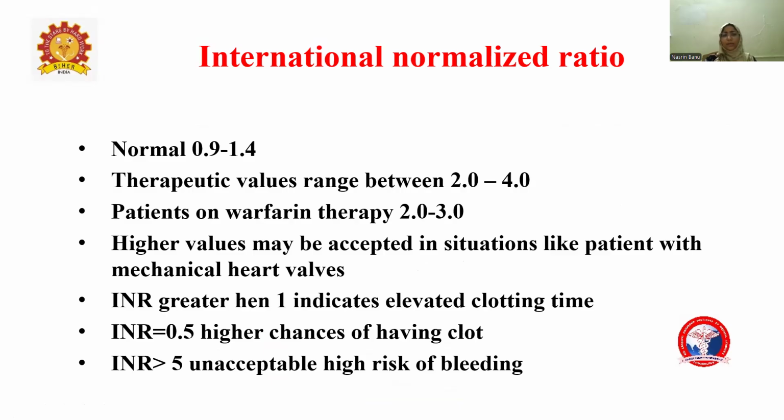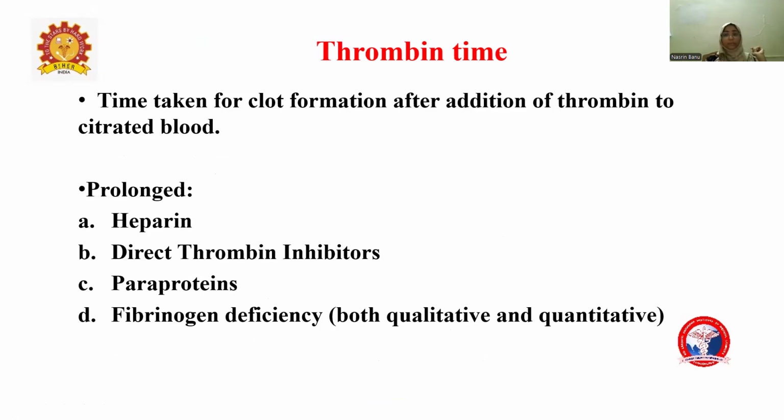So normal INR is between 0.9 to 1.4. Therapeutic value ranges between 2 to 4. For patients on warfarin therapy, 2 to 3 is acceptable. Higher values may be accepted in situations like patients with mechanical heart valves, those who have undergone valve replacement. INR greater than 1 indicates elevated clotting time. Less than 0.5 means they will have a higher chance of clotting. More than 5 is unacceptable. With an INR of more than 5, the patient will have a high risk of bleeding.